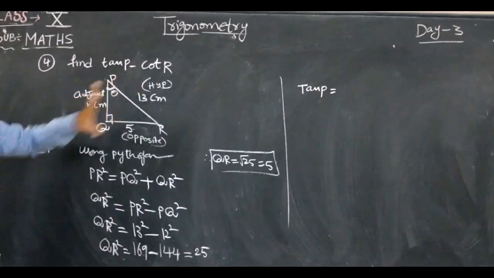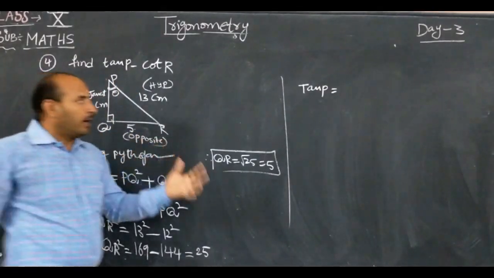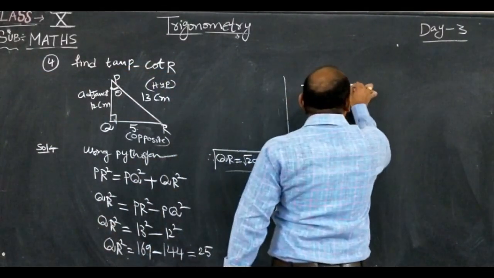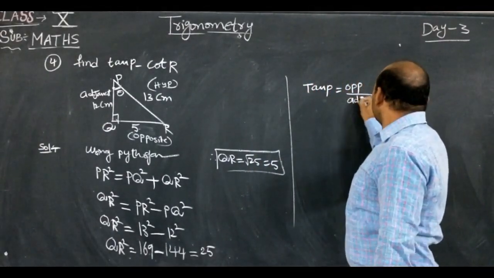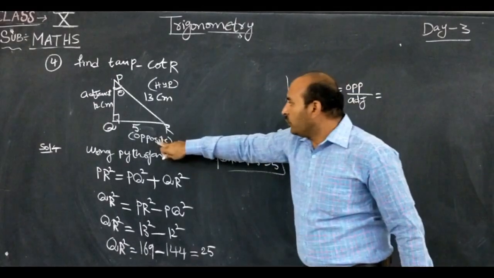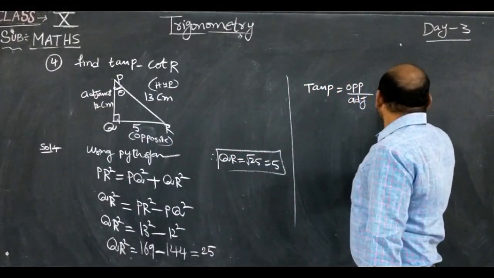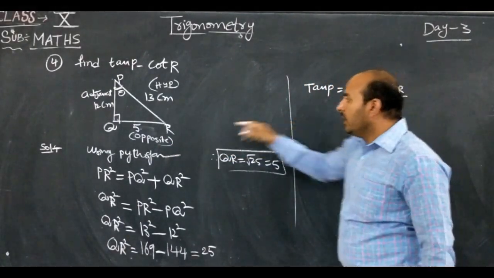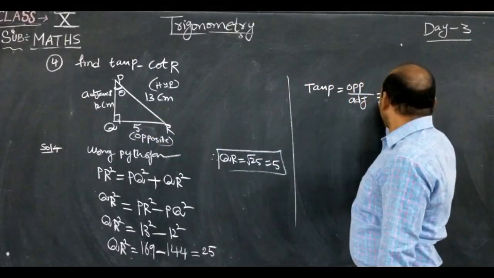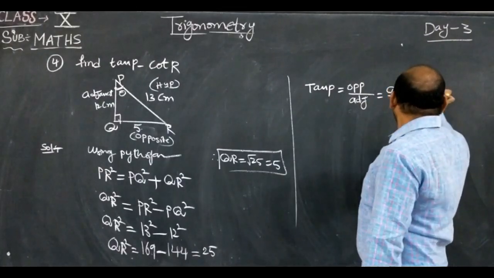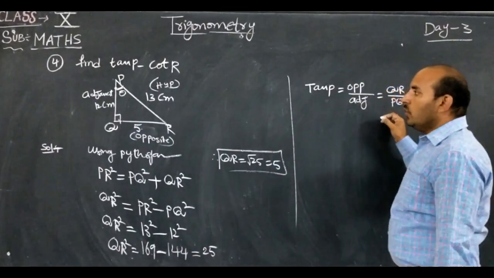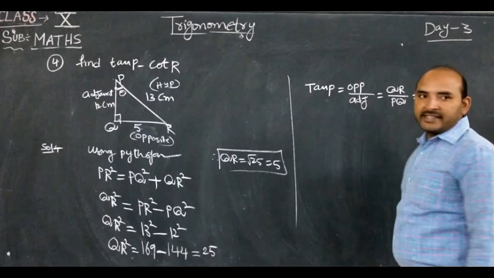So now I want tan P. The tan P formula: tan P is nothing but opposite side divided by adjacent side. Opposite side value how much? QR divided by the adjacent side value, that is PQ, which is equal to QR value 5 divided by PQ value 12. This is tan P.